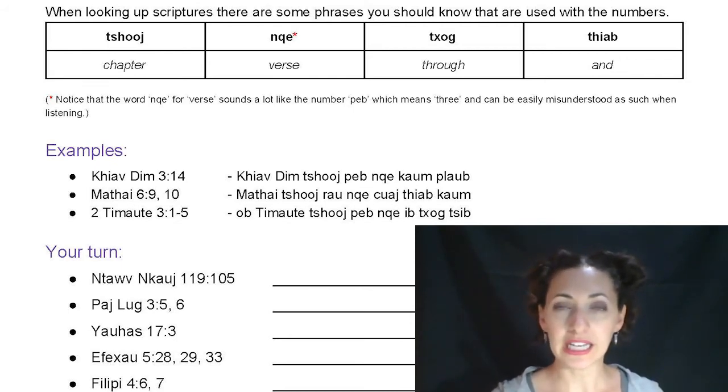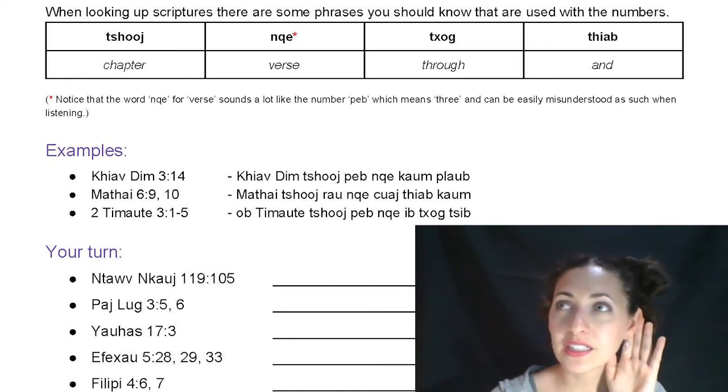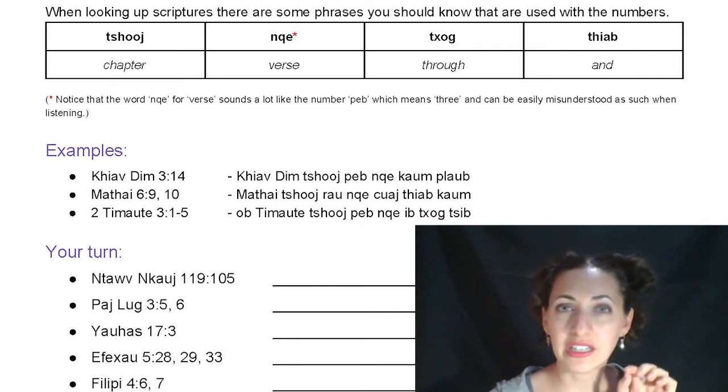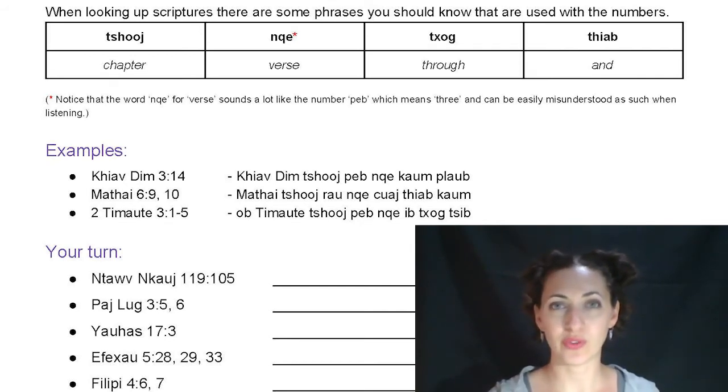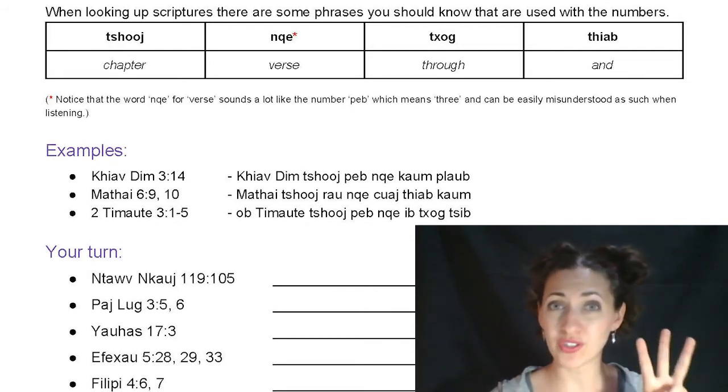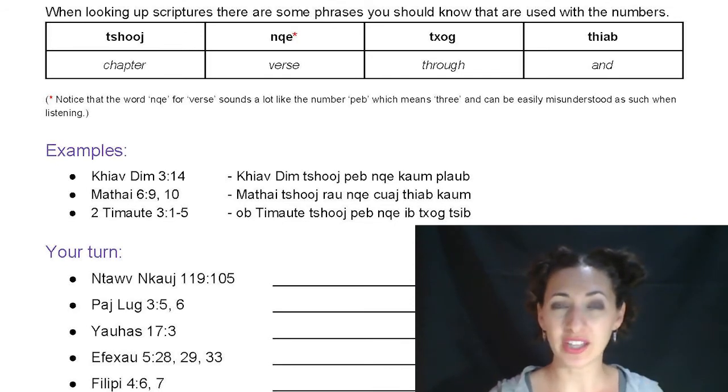And then Nkauj, it means verse. Nkauj, N-Q-E, Nkauj. Okay, it means verse. Also sounds very close to the word bay, which is 3. So if we're listening for numbers, we think we hear bay, bay, bay. Sometimes we hear Nkauj, Nkauj. Not the same. So let's train our ears and practice with that one.